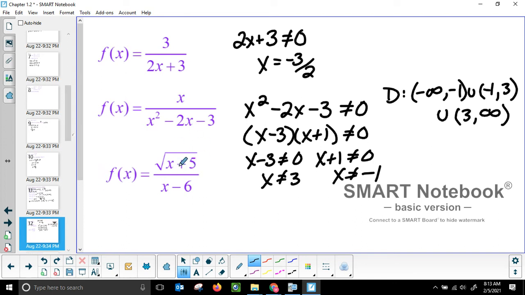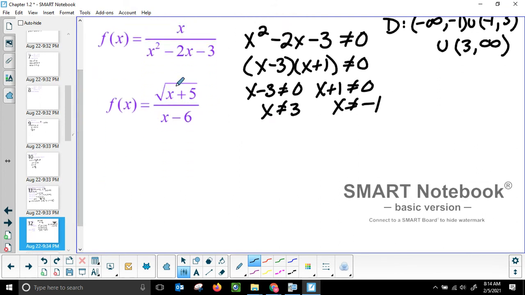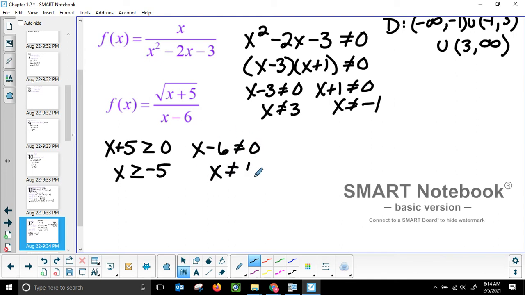All right, here we're combining these two things. I say, okay, I know that I can't have any negatives under square roots, so I say x plus 5 has to be greater than or equal to 0, so x has to be greater than or equal to negative 5. I know that we can't have zeros in denominators, so x minus 6 cannot equal 0, so x cannot equal 6.